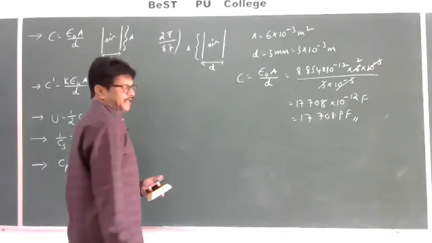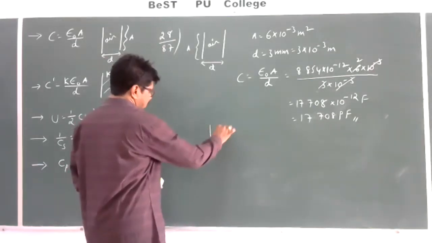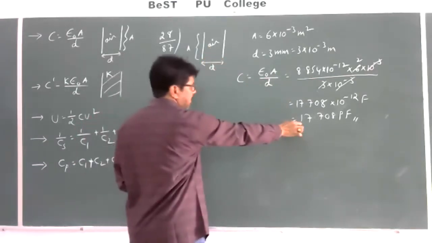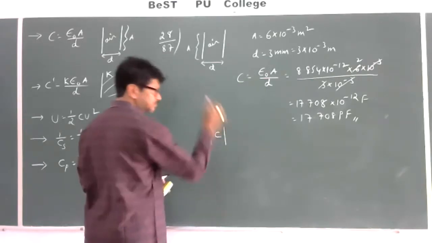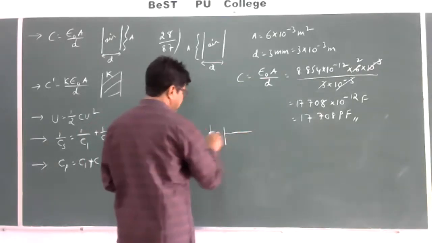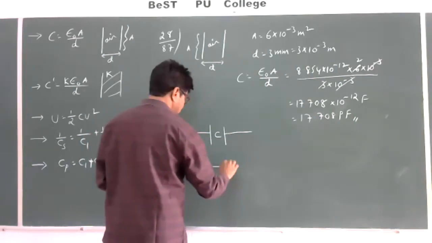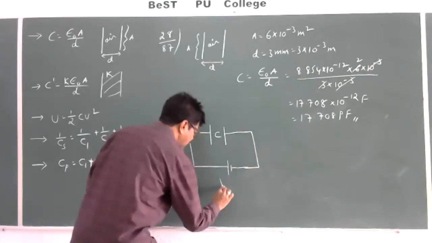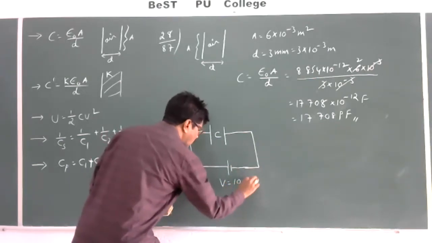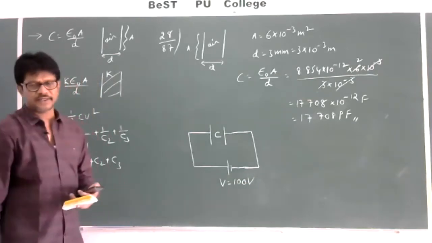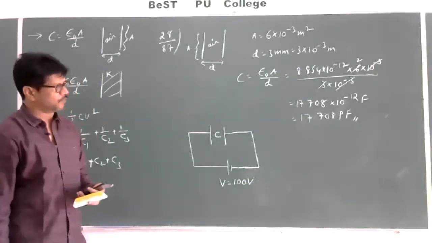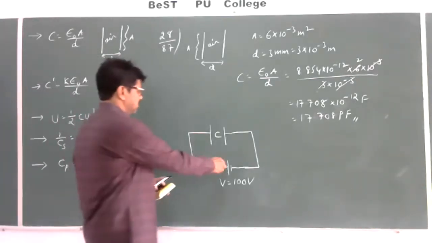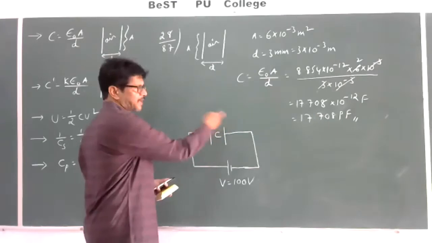Next, he is considering the same capacitor, whose capacitance we now know as C. It is connected to a source of 100 volts. Now he is asking us to find the charge on each plate of the capacitor.